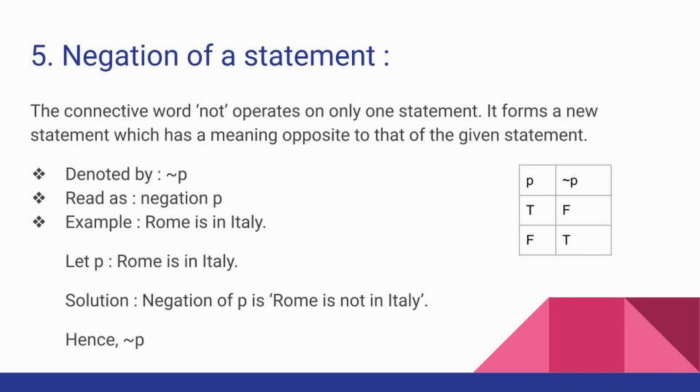And the truth table for negation will have only two columns. In the first column we will be writing small p, and in the second column we will be writing negation P. If P is true, negation P will be false. If P is false, the negation P will be true. So now we studied all the logical connectives in a detailed way.